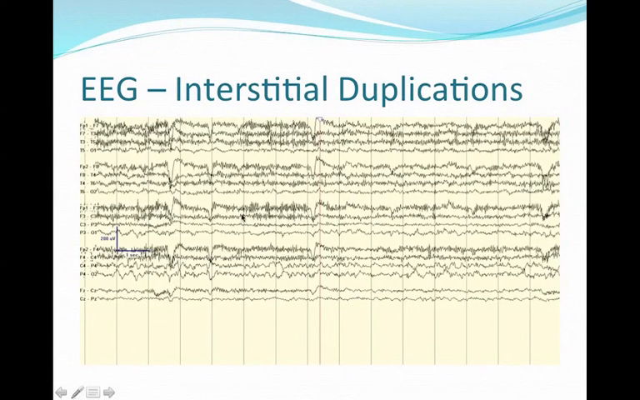But the beta activity is still there. So this is a little guy with interstitial duplication. Again, lots of fast activity, just like the isodicentric. But otherwise, and again, you have to take my word for it, the EEG looks pretty normal under the beta activity.